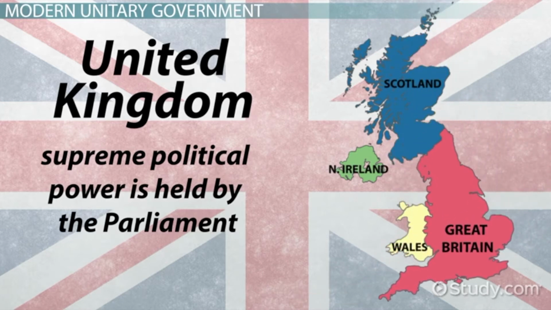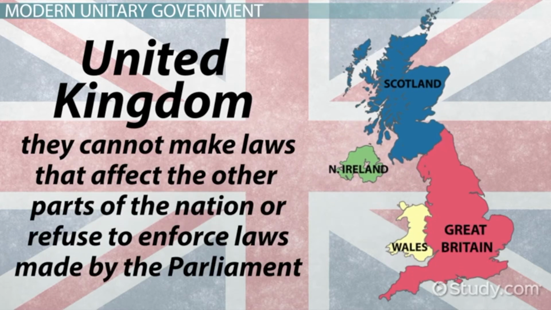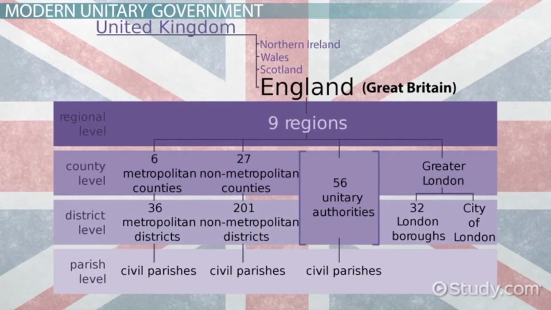The other parts of the nation, Northern Ireland, Wales, and Scotland, each have their own local governments. However, they cannot make laws that affect the other parts of the nation or refuse to enforce laws made by the Parliament. This chart shows the government structure of the United Kingdom.